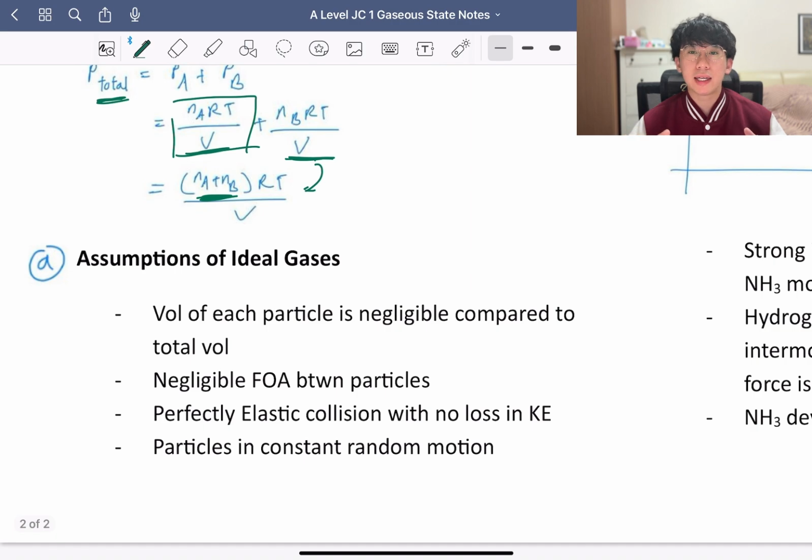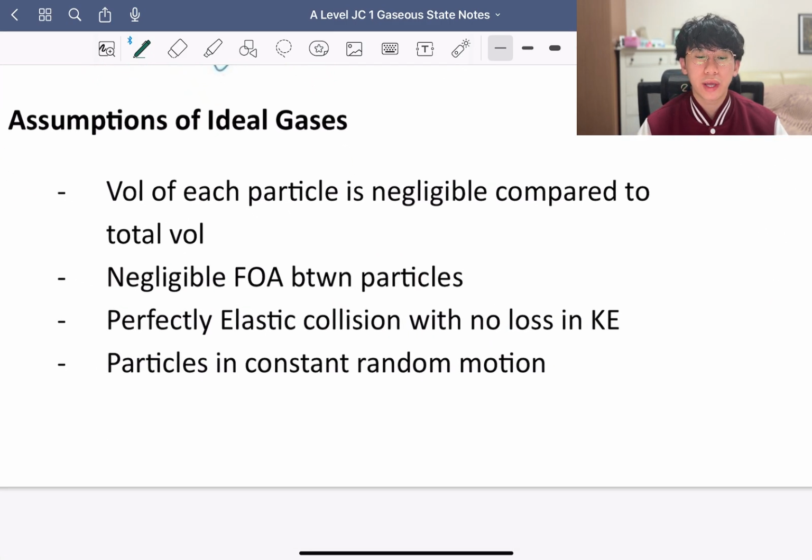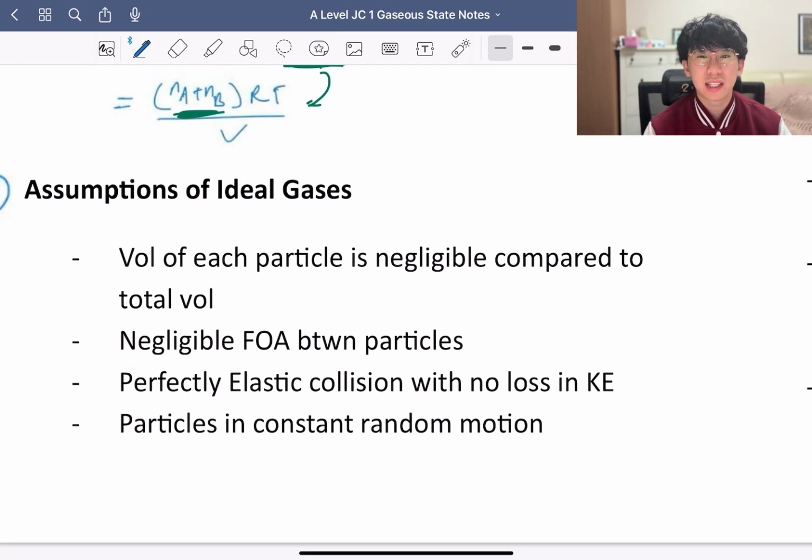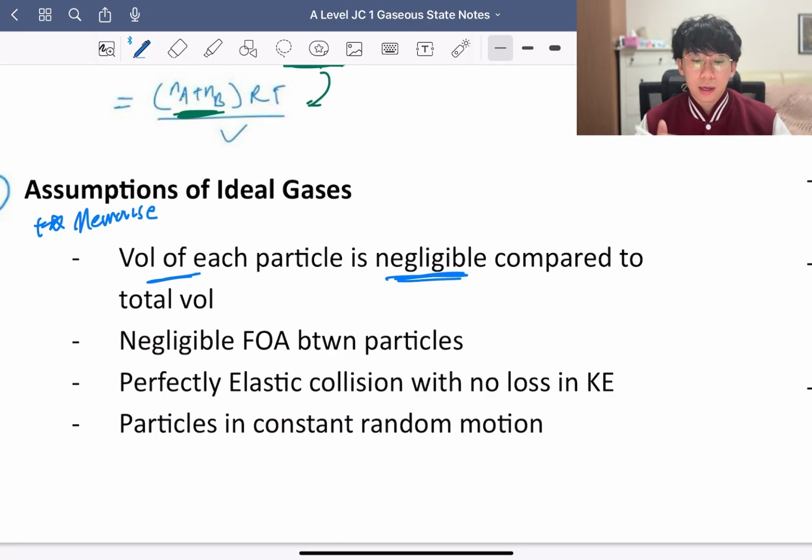The assumption of ideal gases is important because we should know that there really isn't such a thing as an ideal gas. It's kind of a theoretical and made up belief. These are the rules of what determines an ideal gas is ideal. So we have to memorize each of these because they are very likely to get tested. Number one, the volume of each particle is negligible, so volume is negligible compared to the total volume. Number two, negligible forces of attraction between the particles.